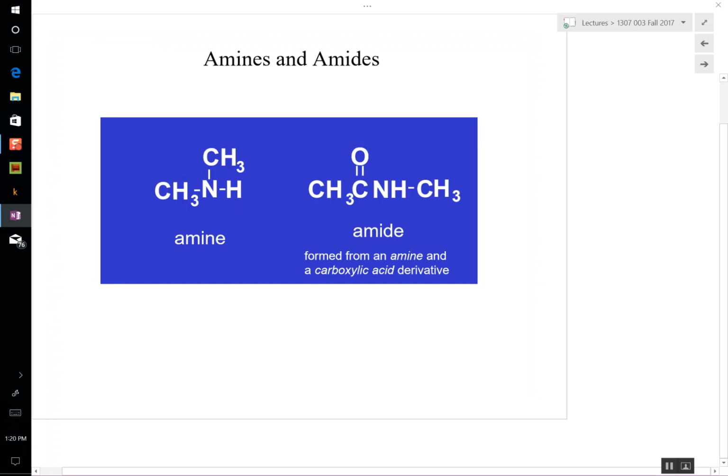What is an amine? An amine is a nitrogen that has some organic substituents on it. Here's a methyl and a hydrogen. The amide functionality, we'll focus on the amines for 80% of this chapter, and then we'll mention amides. You've got a carbon-oxygen double bond and a carbon-nitrogen on that carbonyl. The carbon carrying the double bonded oxygen also has a nitrogen attached to it. That's an amide.